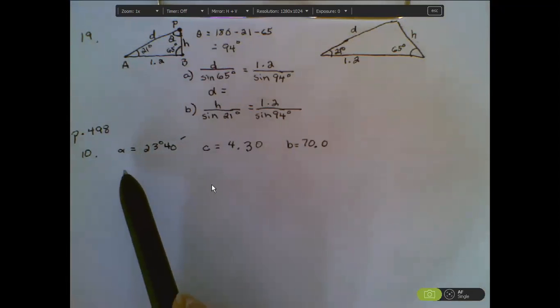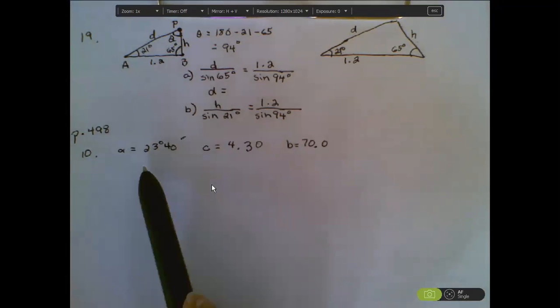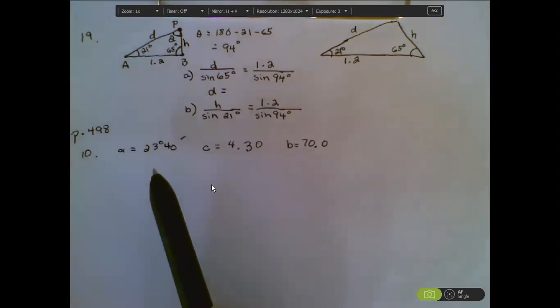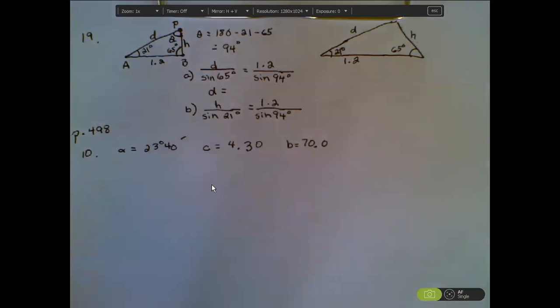A. I'd have to know A and alpha to use the law of sines. So I can't use the law of sines. Got to use the law of cosines. And I want to find the angle opposite the shortest side first, so that I don't run into that ambiguous case when I use the law of sines to finish up the problem in a minute.